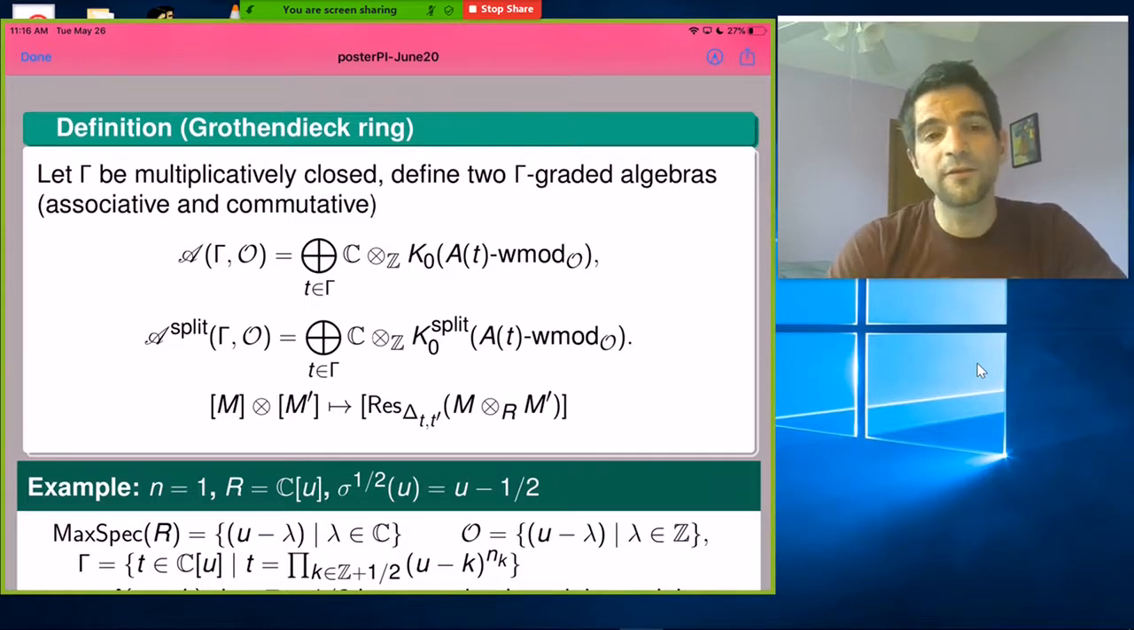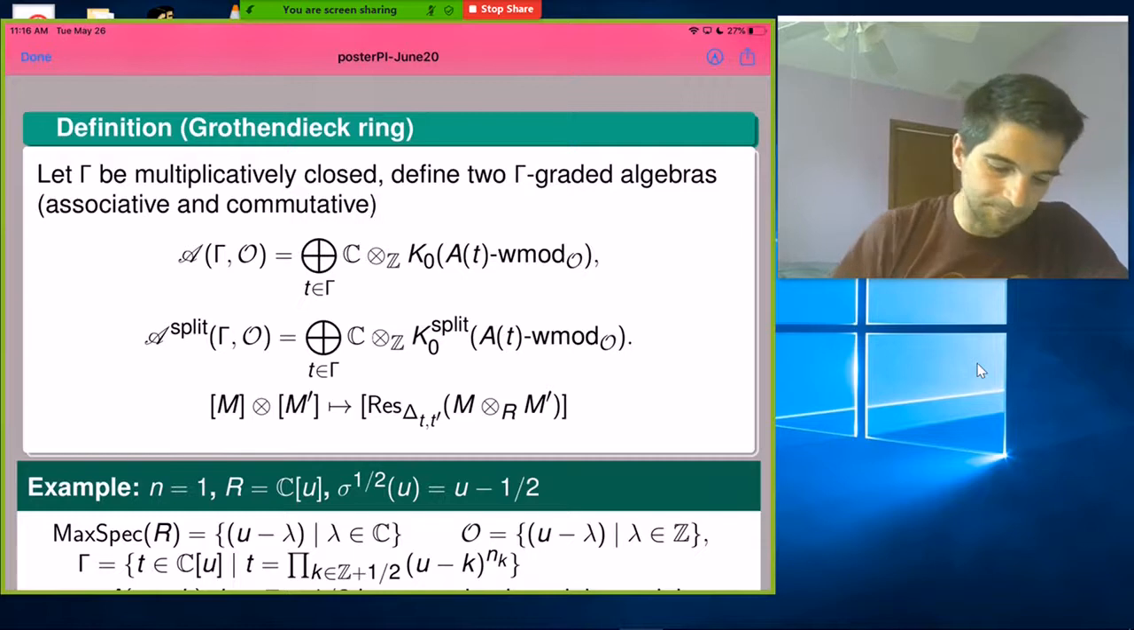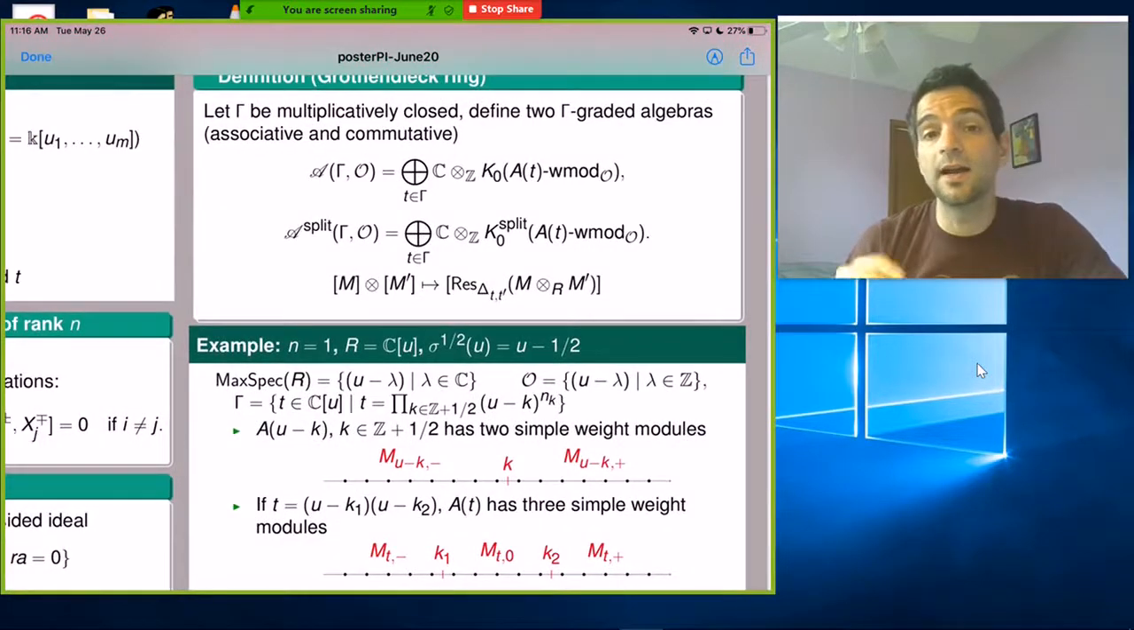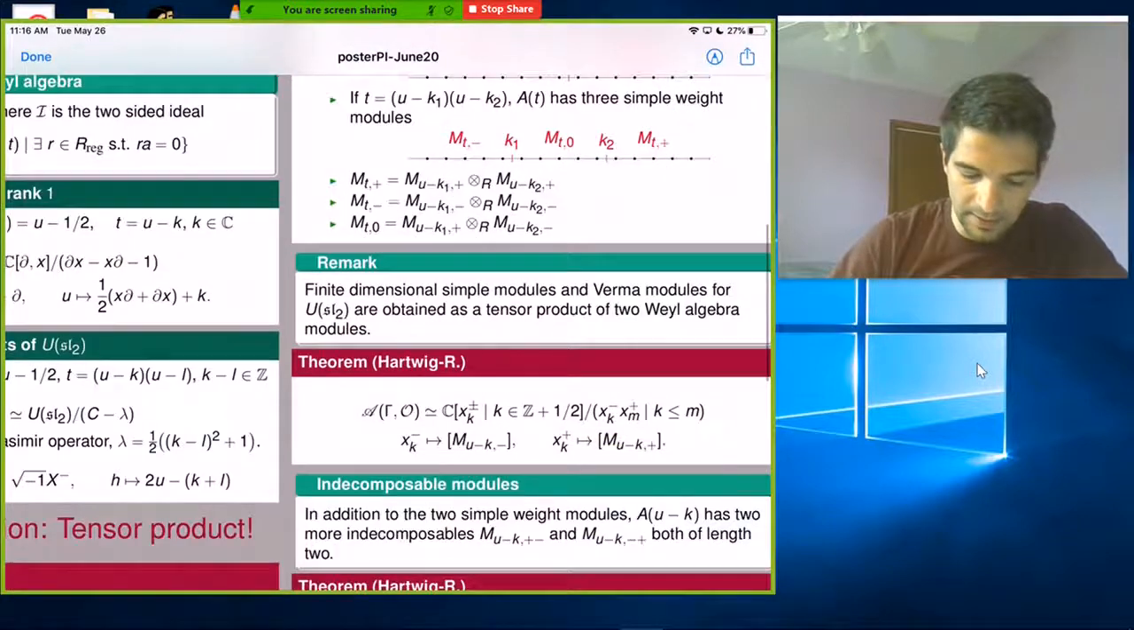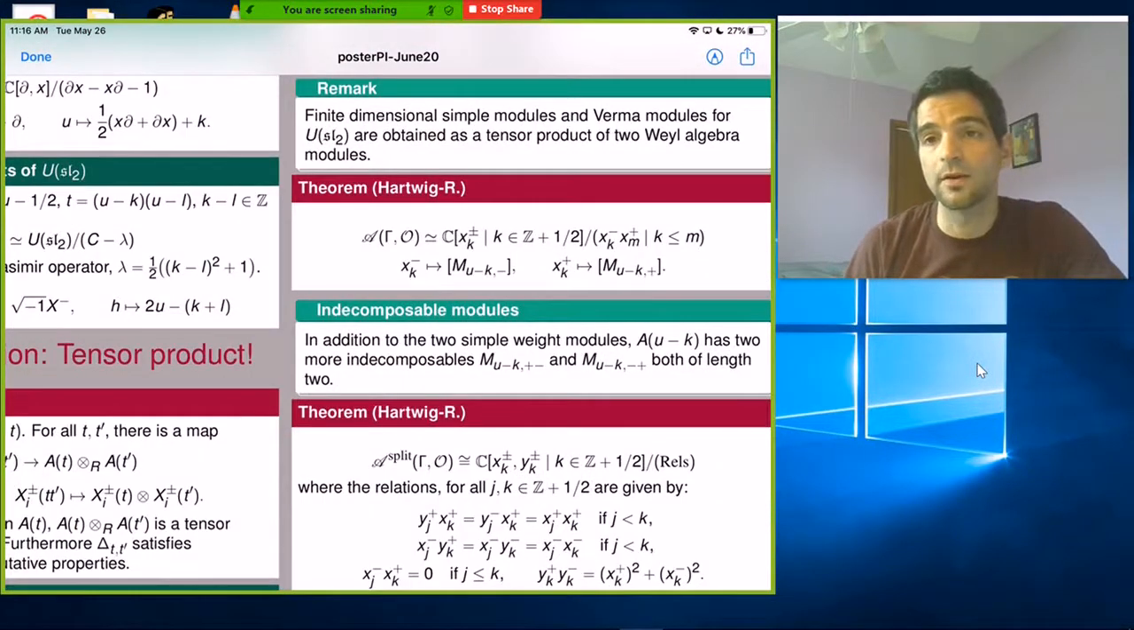So then we have defined two new rings, one with the Grothendieck group, one with the split Grothendieck groups, and then we can explicitly compute or describe what these rings are going to be in some specific cases. So when R is a polynomial ring in one variable, sigmas are translations, and we are in rank 1, we can describe explicitly the Grothendieck ring and the split Grothendieck ring. This is the case that relates exactly to the Weyl algebras and quotients of USL2.